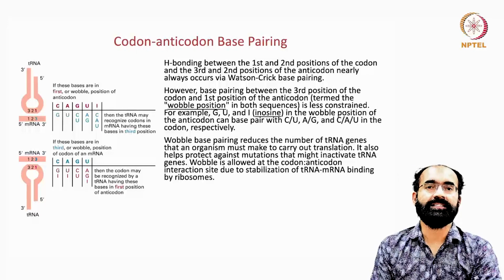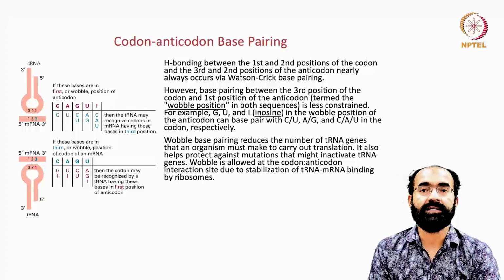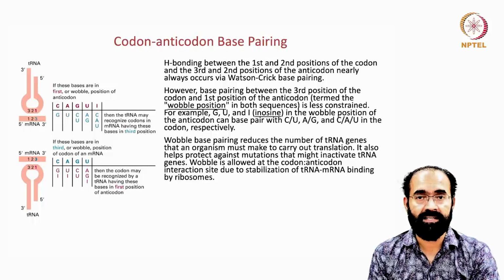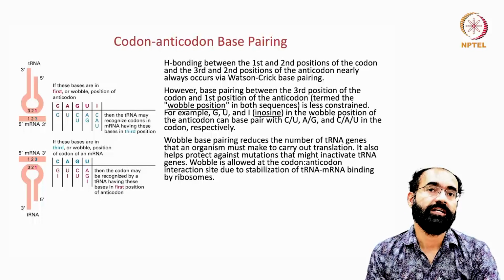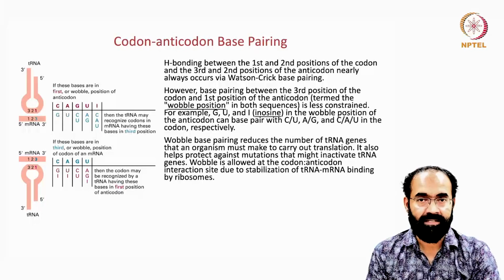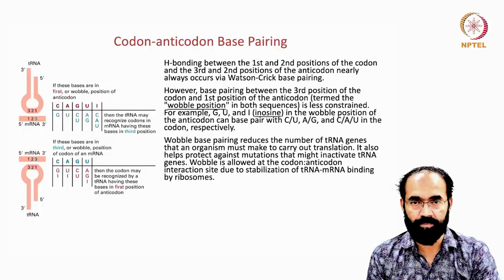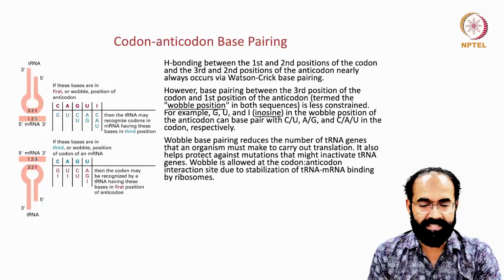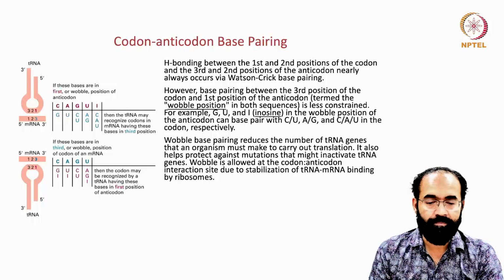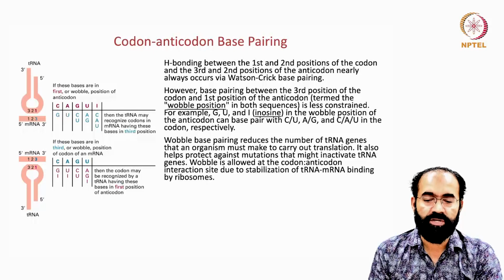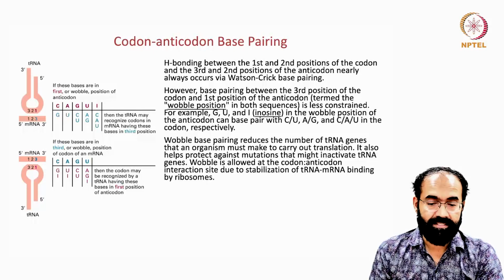So we have also seen in earlier classes that I is found in the third position of the codon-pairing region of the anticodon, facilitating the distribution of the amino acid arginine among various codon positions with a minimal number of tRNA genes in an organism, through RNA editing, tRNA editing. So the Wobble base pairing reduces the number of tRNA genes that an organism must have to carry out protein translation. It also helps protect against mutations that might inactivate tRNA genes.